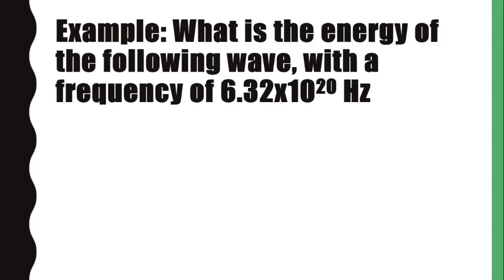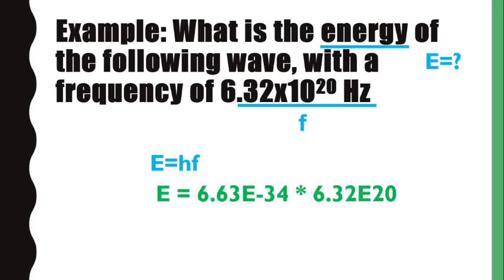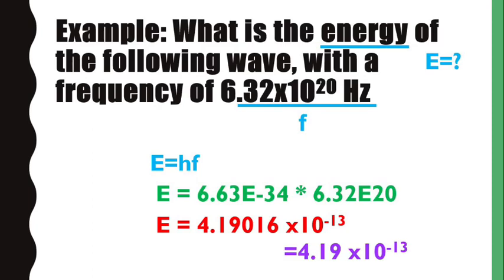Reading through this next example, it tells us to find the energy of a wave with a frequency of 6.32 times 10 to the 20th hertz. So if I'm finding energy, I need an equation for energy that has frequency in it, and that's the original form of this equation. So I literally just need to go and remember what that H stands for. It's a constant. We can always look it up, don't have to memorize it, and multiply it by that number I was given, and then we get our answer out, which we are going to round to 3 significant figures. And because this is energy, it's going to get joules as its unit.